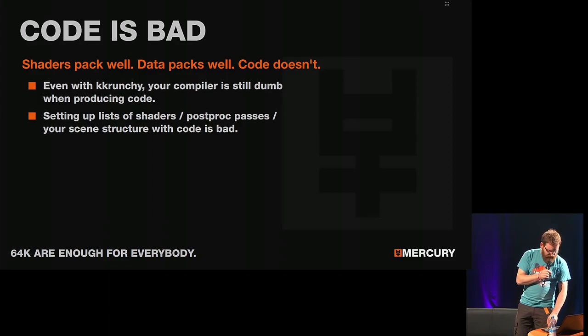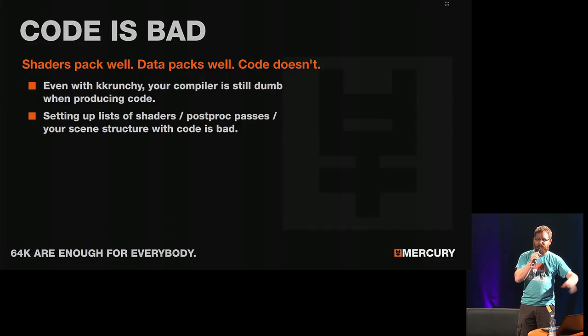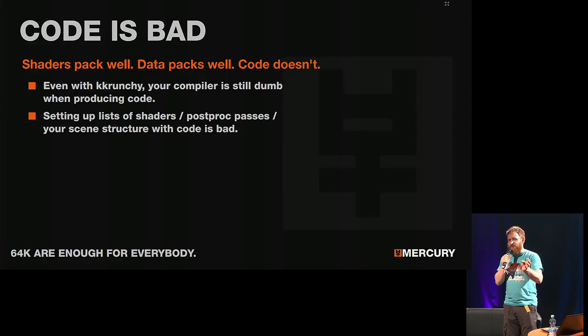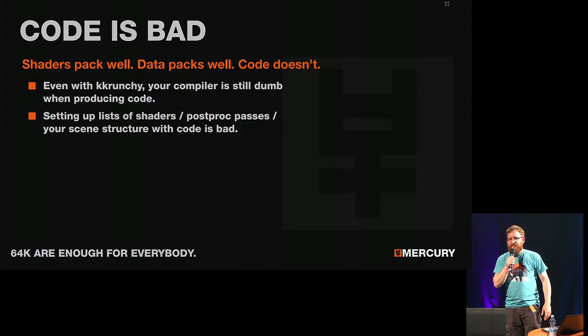If you want to set up a list of your shaders, if you want a list of whatever you have, like the possible scenes in your demo, the post-proc paths and so on, you can do that with code. You can write a function, post-proc path, and then call that 15 times for all your passes, and that works. But that will cause the compiler to create something like, I put data on the stack and I call a function and there's a return value and all that.